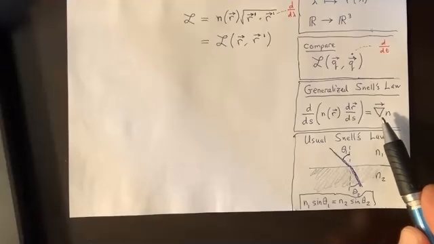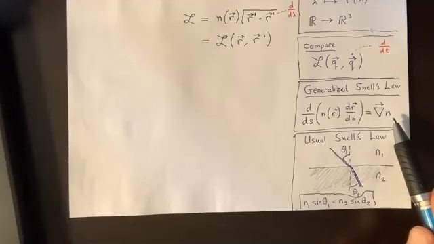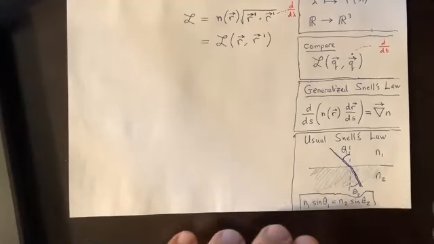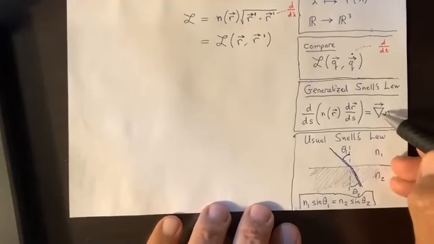Let's talk about the gradient of the index of refraction. The gradient of any scalar points in the direction of maximum increase. So next time you're looking at a sunset, just keep in mind the gradient of the index of refraction is pointing towards the center of the Earth, right? That's what we have here.